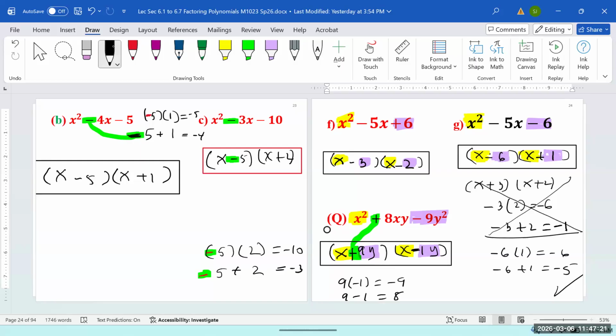You look at the numbers and you split your variables. X squared, we get x and x. Y squared, we get y and y. Now if you look at only the numbers, we have only two choices: 9 times negative 1 and 9 minus 1.